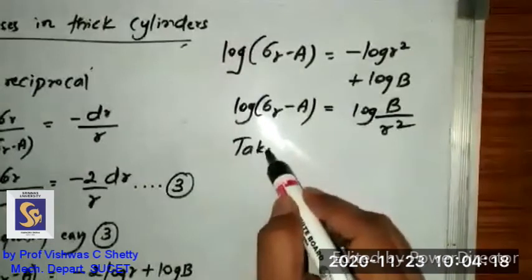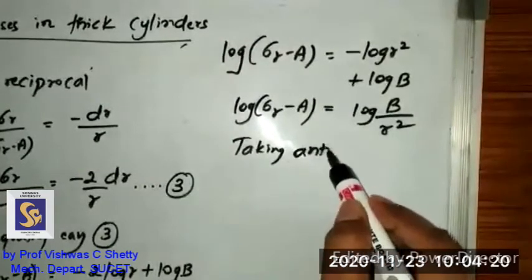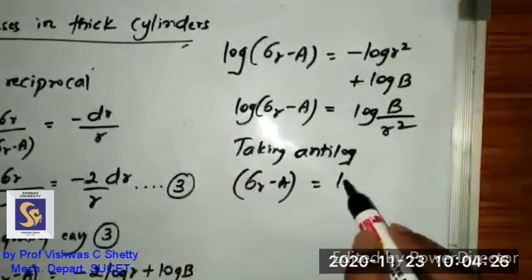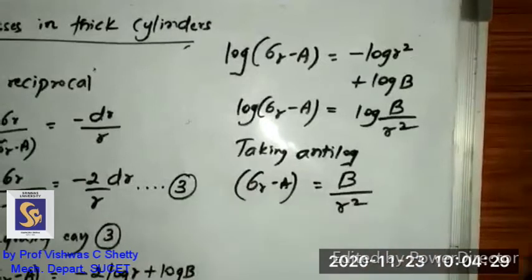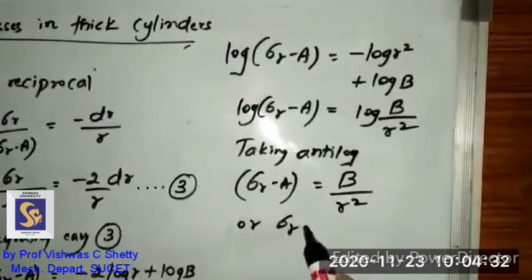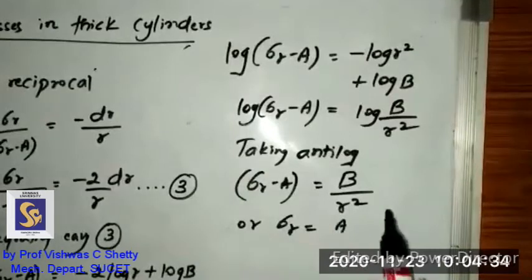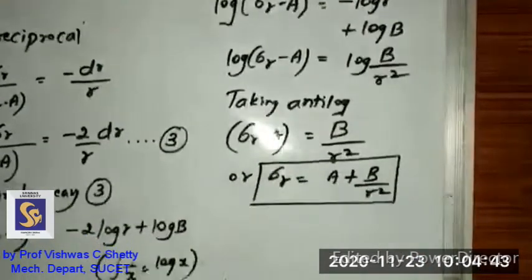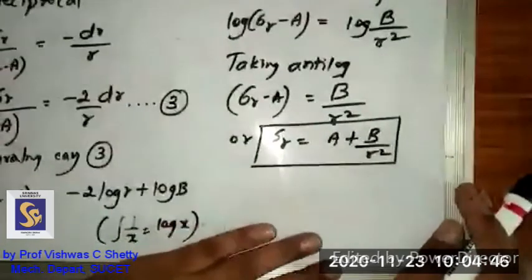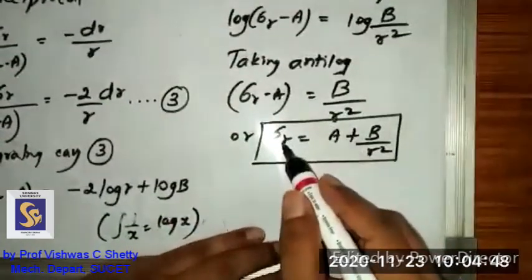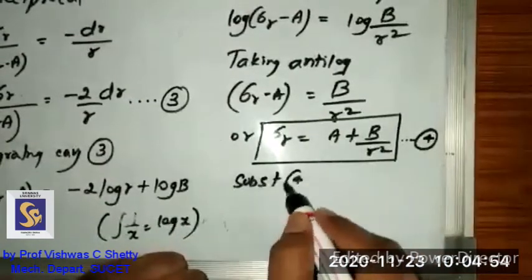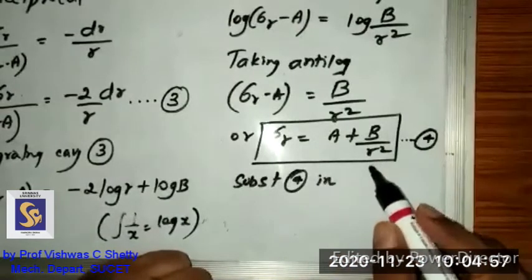Taking anti-logarithm, sigma r minus a becomes equal to b by r square. Rearranging, a goes to the right hand side, so it will be positive: sigma r equals a plus b by r square. So a and b are two arbitrary constants. You can find them by solving the two equations. Take this as equation number 4.